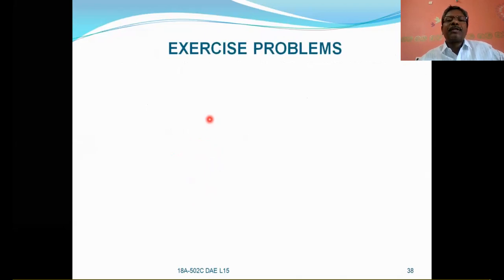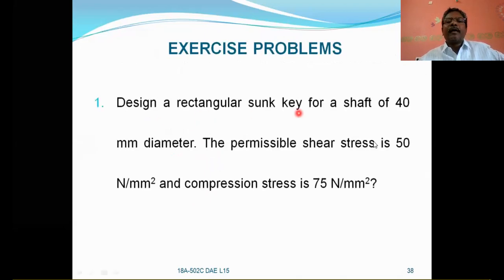Some exercise problems here are: design a rectangular sunk key for a shaft of diameter given to you. Permissible stresses are given to you in this, 50 as the shear stress, and this is similar to the previous problem, second problem, I think. So here we have to take proportions as per the standards, and determine the length of the key based on shearing and crushing, and whichever is the larger, that is to be adopted as the length. So like this you can design this problem.